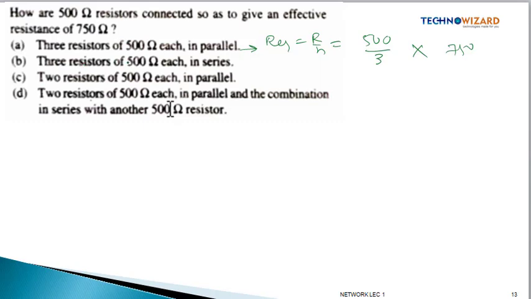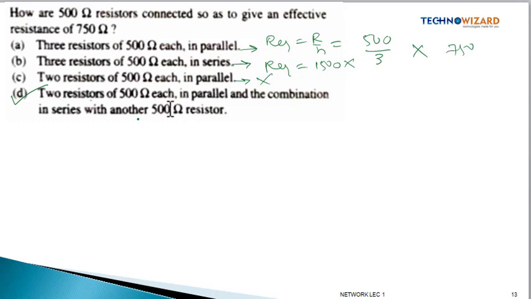3 resistances of 500 ohm each in series. If they are connected in series, then what will be R equivalent? 500 plus 500 plus 500, that will be equal to 1500. This option is also wrong. Now 2 resistances of 500 ohm each in parallel, so R equivalent will be 500 by 2, that is 250 ohm. So this option is wrong, so the last will automatically be correct.